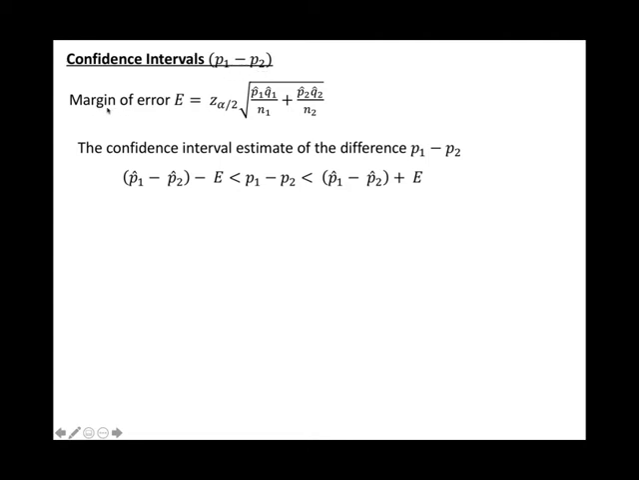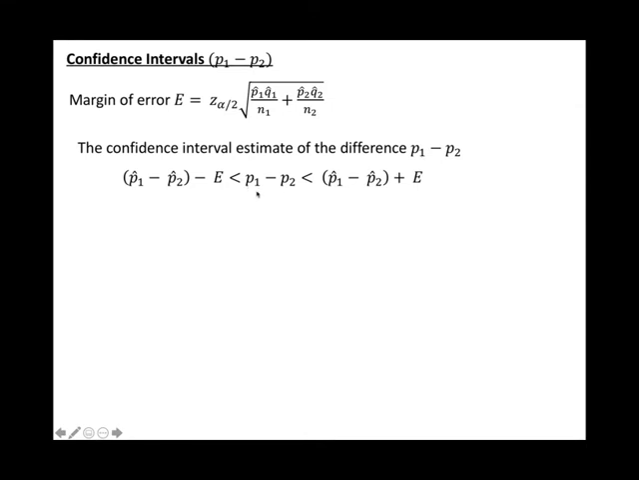So we need to know how to find the margin of error. Remember this guy? This is called the critical value. You could review from chapter 7 exactly the same steps for how you find the critical value. And plug in here, find the margin of error. Then construct the confidence interval.